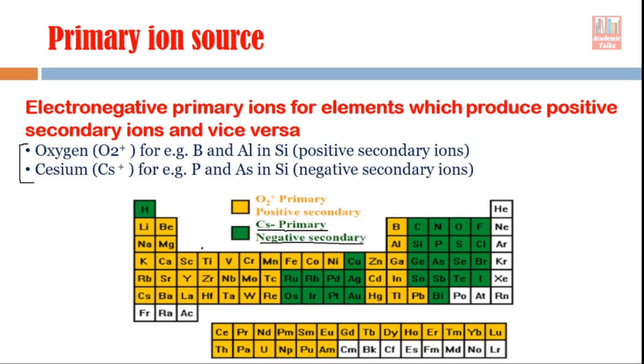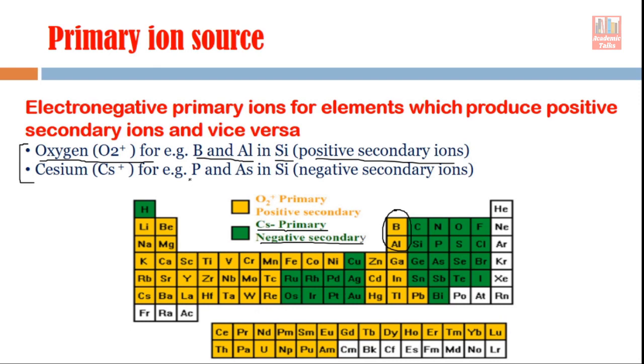And if our purpose is to detect the elements which are indicated here in this yellow color, then we have to use oxygen as a primary ion beam, right? For example, you can see here, if we are using an oxygen ion beam as a primary source, then it becomes very easy to detect boron and aluminum in silicon, right? They form a positive secondary ion. So you can see here boron and aluminum. They are indicated here in yellow color, and yellow color means we can use oxygen as a primary ion.